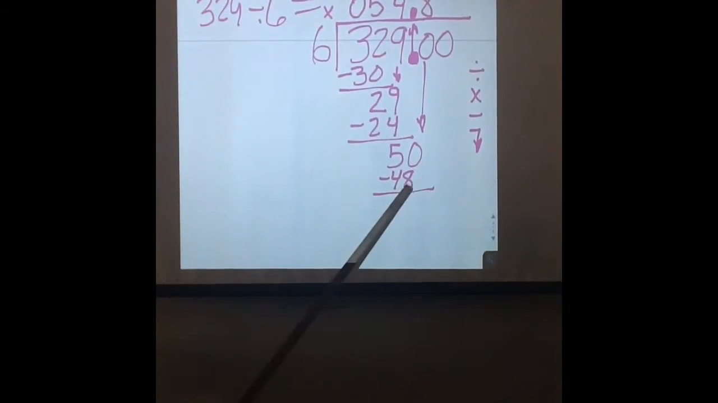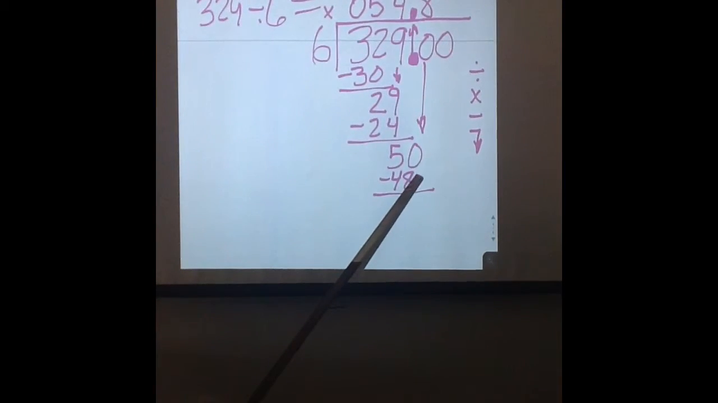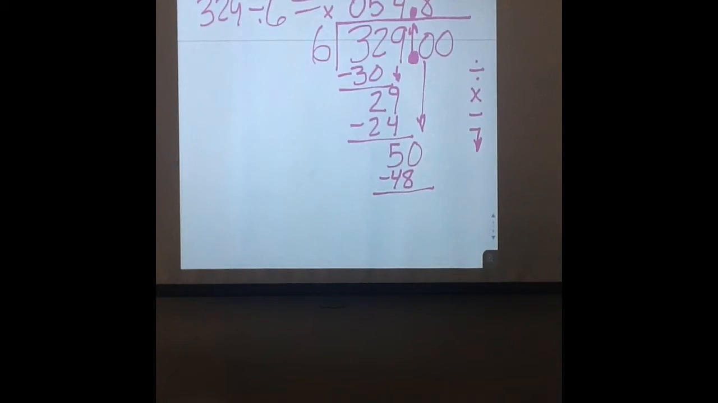So, here's my 0. If I have 0 fingers, can I take 8 fingers away from the 0 fingers? No? What do we have to do? I hope you're saying, hey, Mr. McGuire, let's borrow. So let's turn this into a 4, and we're going to make this a 10. Now, if I have 10 fingers up and I take 8 away, how many fingers do I have left? I hope you said you have 2 left, and you would be correct.